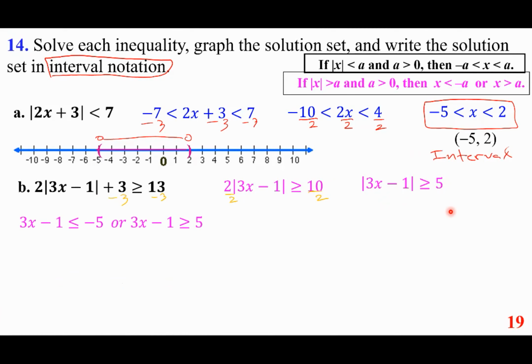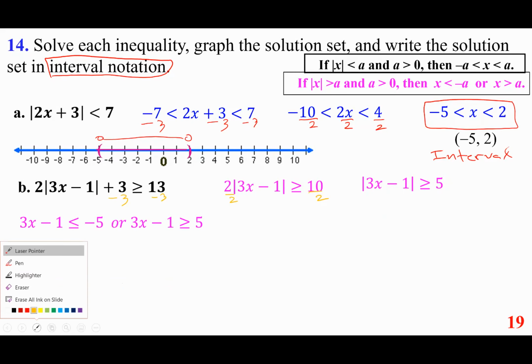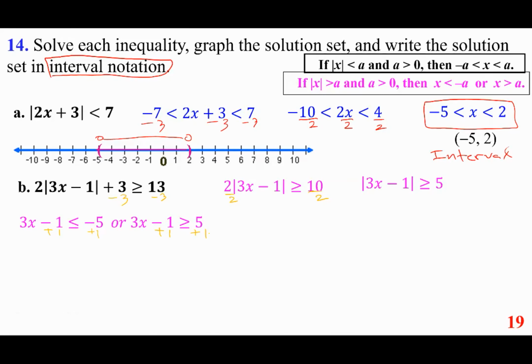We're going to solve each one, which means I'm going to add 1 to both sides of each inequality. I'm going to divide both sides by number 3. And so x is less than or equal to -4/3, or larger than or equal to 2.